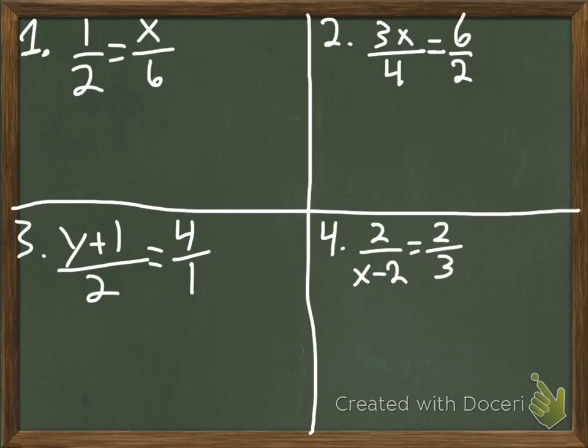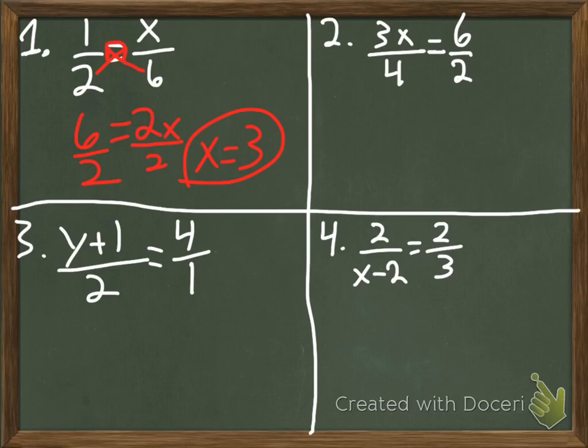So here are 4 examples, and I'll go ahead and do example 1 with you. So we're going to go across here. 1 times 6 is 6. 2 times x is 2x. Then to solve for x, we divide by 2, so we get that x equals 3. So now I want you to go ahead and do these last 3 examples by pausing the video and working with your group. So go ahead and do that now.